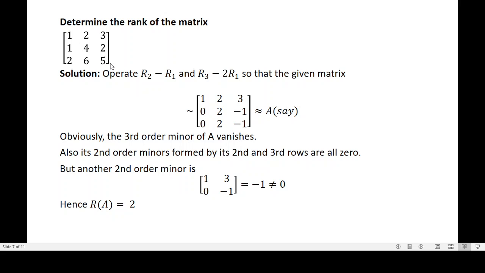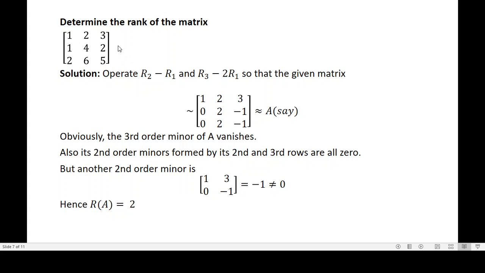If the minor of order 3 is non-zero, then the rank of the matrix is 3. If you find a non-zero minor of order 2, then rank is equal to 2. Otherwise, rank is equal to 1. Since this is a matrix of order 3, the rank can be 3, 2 or 1. It cannot be greater than 3.